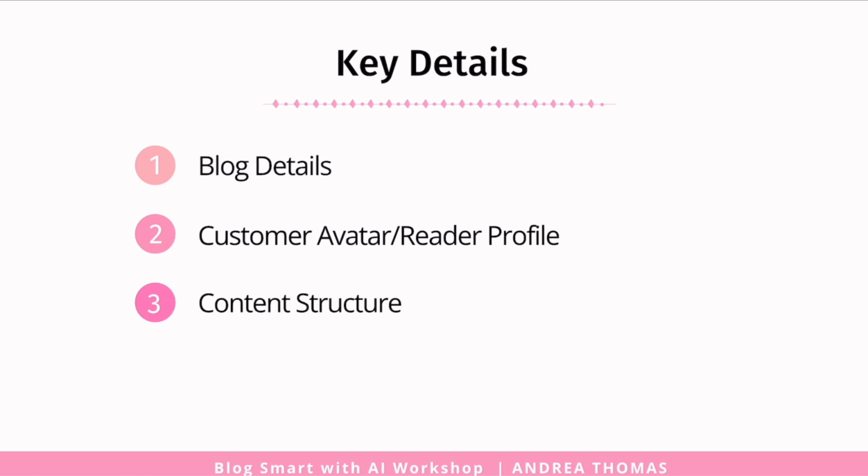Next is content structure. This helps the AI know how to organize and format your blog posts. You can provide the AI with examples of your blog posts showing your preferred structure, or provide a summary of how you want your posts organized, or even both, because it can help the AI to better understand and match your style. And then finally, there's brand voice. This helps the AI match your writing style.